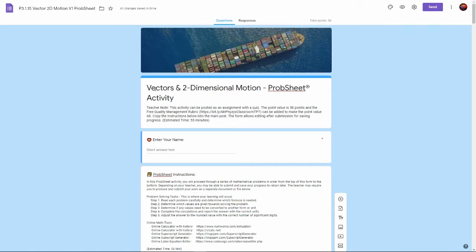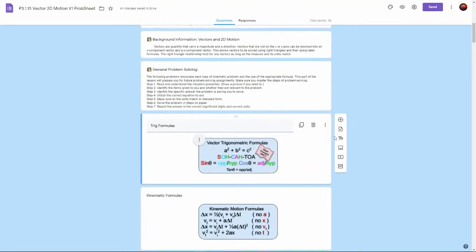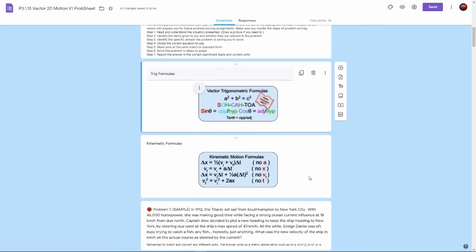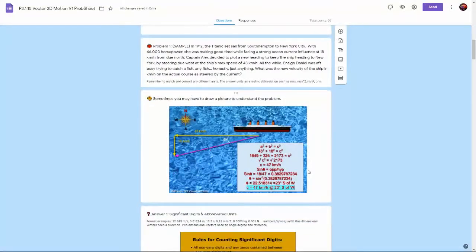So here we see one on vectors and two-dimensional motion. Most of the ProbSheets pretty much follow the same pattern with instructions, objectives, and then some general problem solving before some formulas necessary to solve the problems are presented. Then there will be a sample problem.